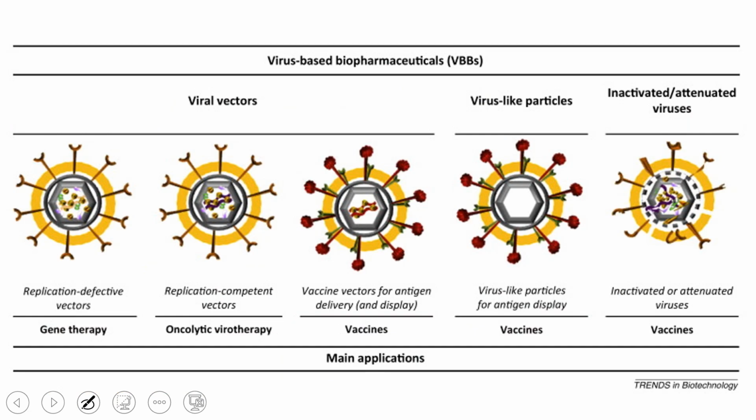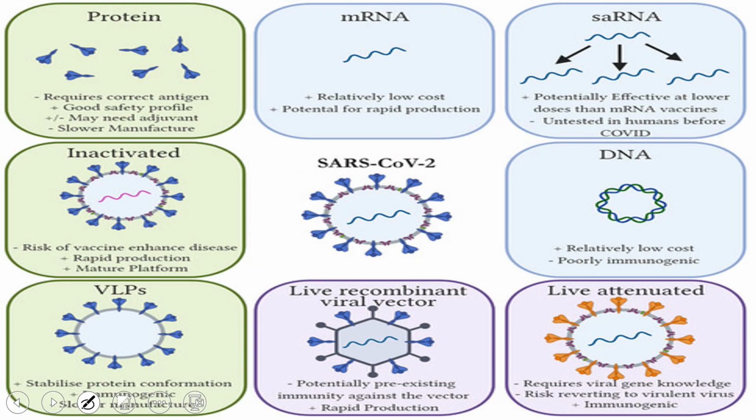Then virus-based biopharmaceuticals we normally use, where replication-defective vectors are used for gene therapy, replication-competent vectors can be used for oncolytic virotherapy, vaccine vectors for antigen delivery and display, virus-like particles for antigen display vaccines, and then inactivated or attenuated virus vaccines. So this is for COVID, SARS-CoV-2.